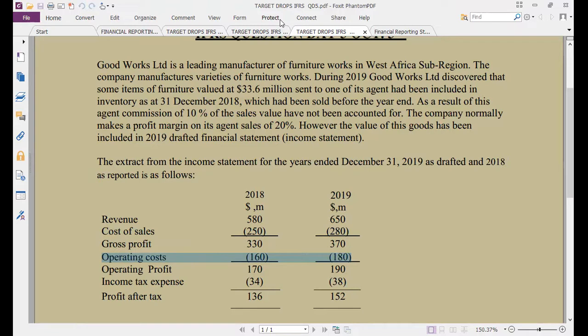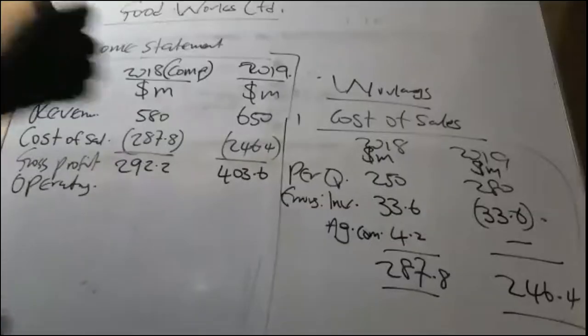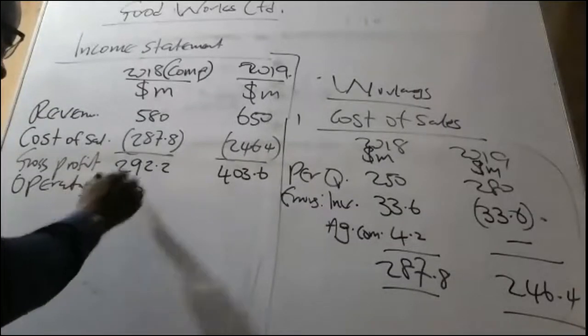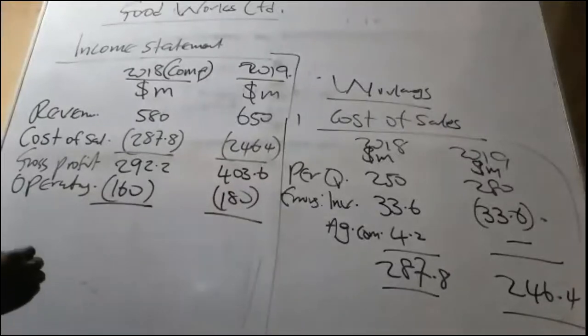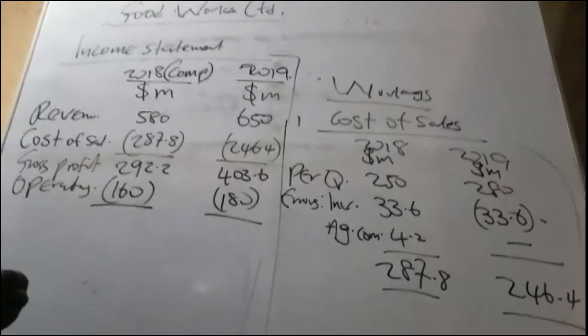So that is it. That's why it's not good for you to set a question and mark it at the same time, or provide the solution. So 160, 180. Prepare the income statements. So we take it off.